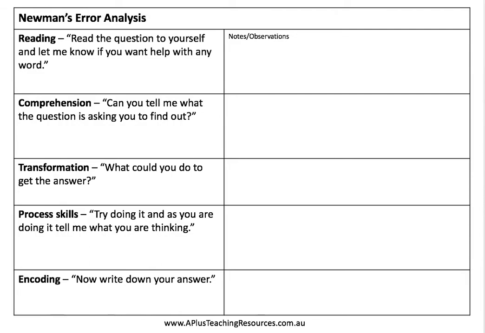Then the processing skills. So we use the mini whiteboards and the whiteboard markers, and we'll sit together and we say to the children, try doing it as you are doing it. Tell me what you're thinking. And this is where you can see if they actually are using the correct operation. If they're adding and it should be subtraction, well, you can totally get onto it because they're telling you, I'm going to take these things away. And then finally, the answer. We ask them to write down your answer. And then we go back and check, see if it works. So there you have it. 5 steps to help students solve word problems.